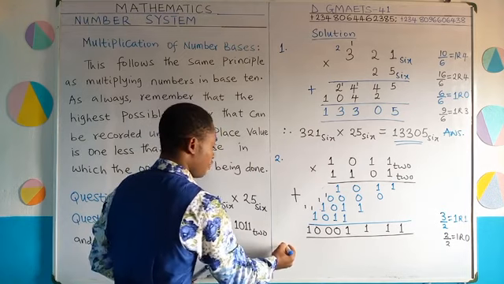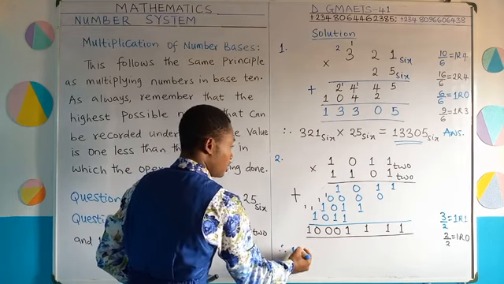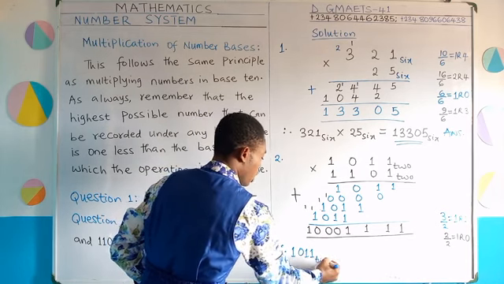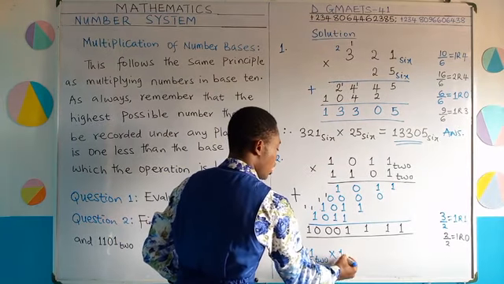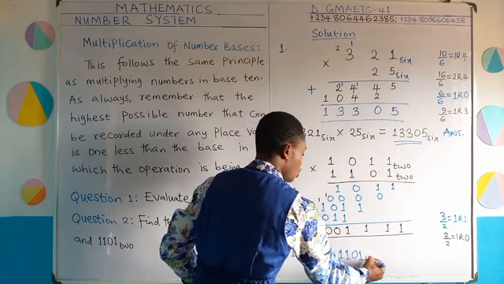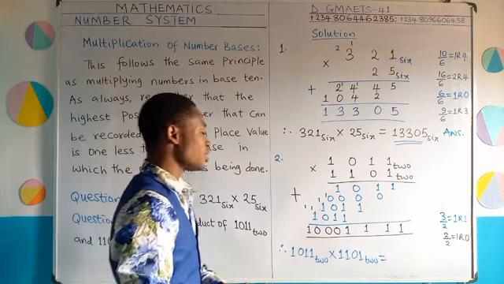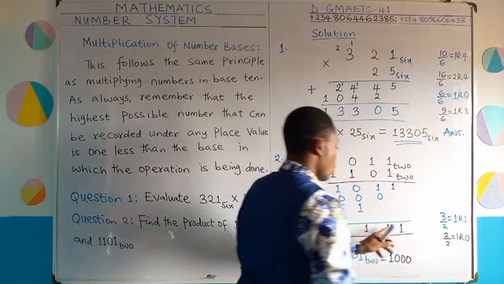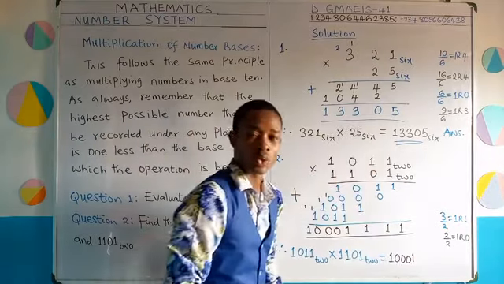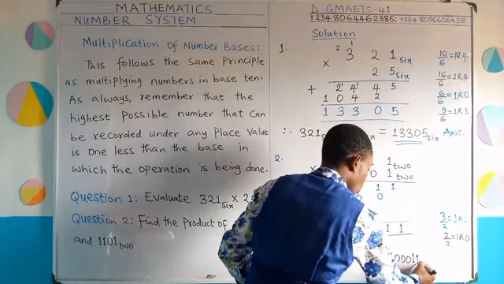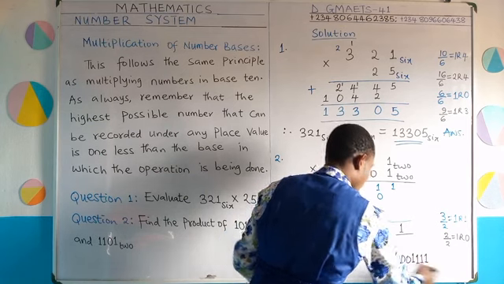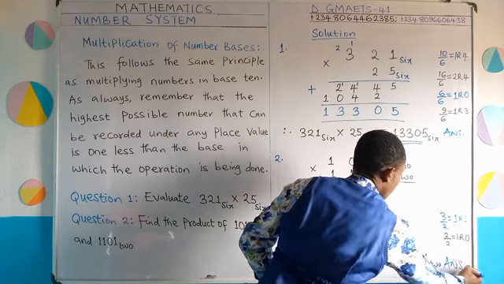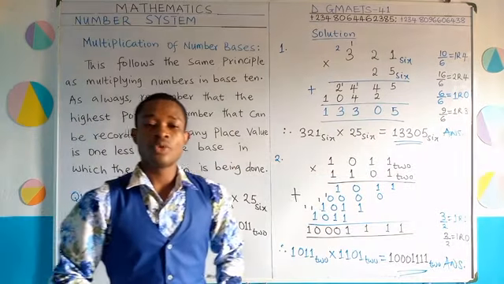We can now conclude, therefore, given 1011 base 2 to find the product. Product means multiplication, you know. So times 1101 base 2. Then the result is 1000 1111. That is quadruple 1. Quadruple 1111. And the result is in base 2. So that's the answer. And that's how we are done with multiplication.